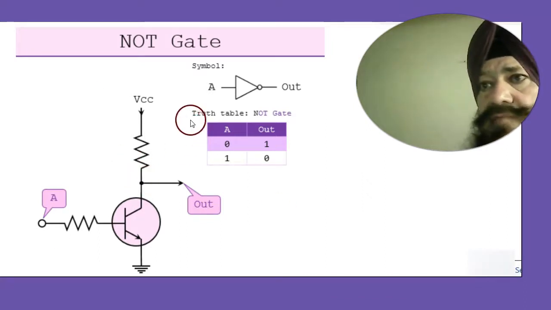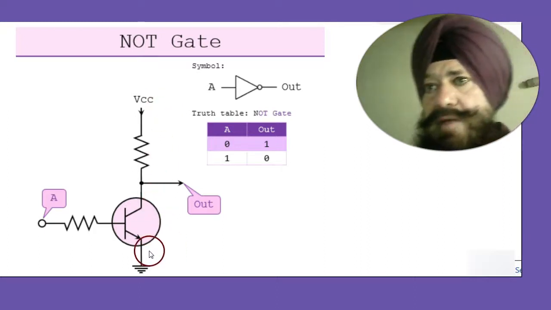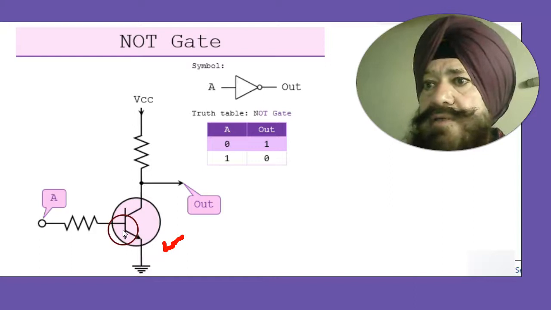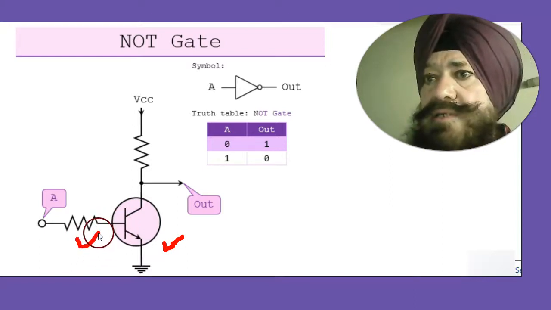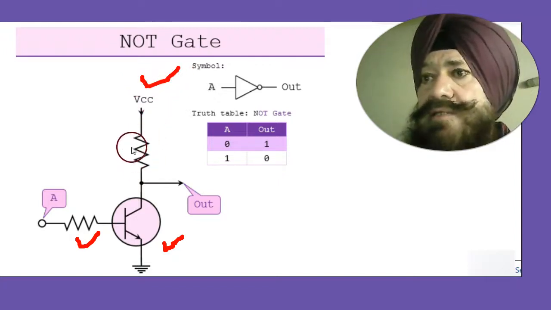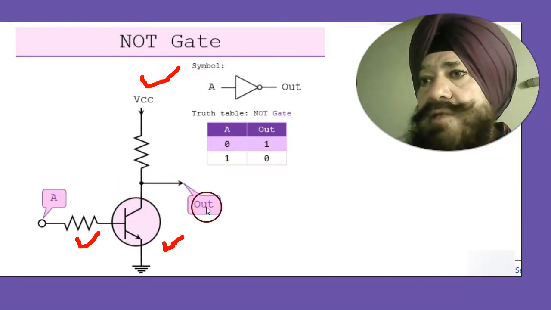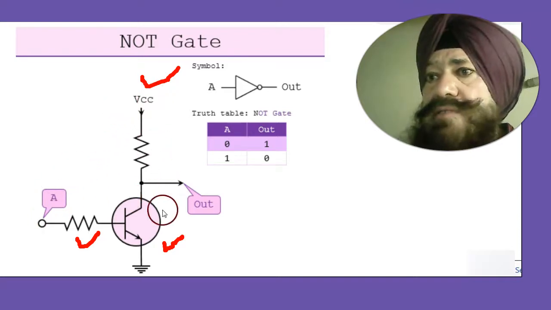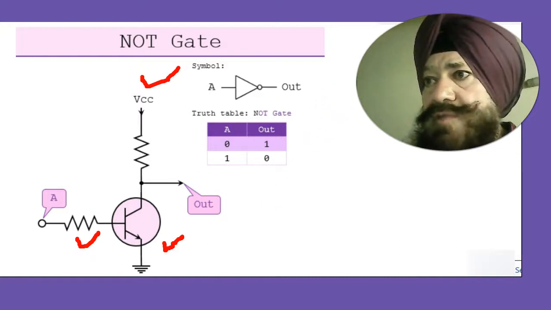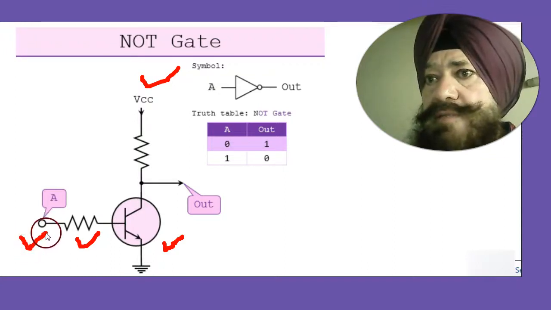Now, what is the working of the NOT gate through a transistor? This is an NPN transistor. The emitter is grounded, and to the base a resistor is connected, and this is a VCC supply, and this is a collector resistor, and the output is taken here. Initially, when our switch is in the off state, no voltage is applied here.